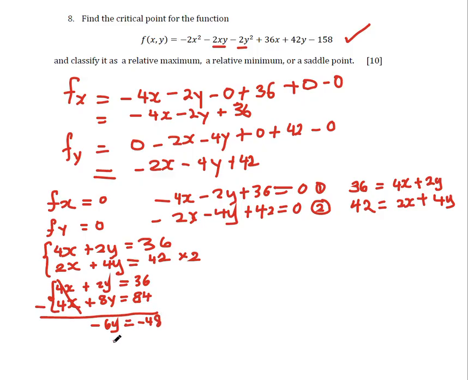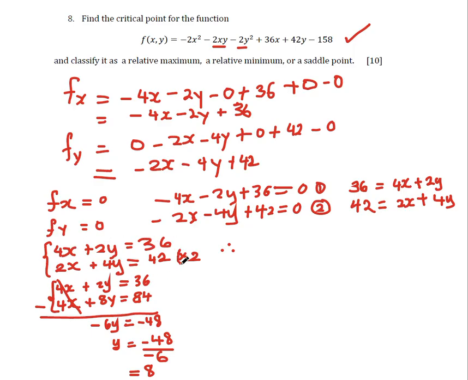And so we can easily find y by dividing both sides of the equation by the coefficient of y, which is negative 6. When we divide negative 48 by negative 6, we get an answer of 8. So here we have found the value of y to be 8. Now, since we have found the value of y to be 8, we can substitute it into any of the two equations.